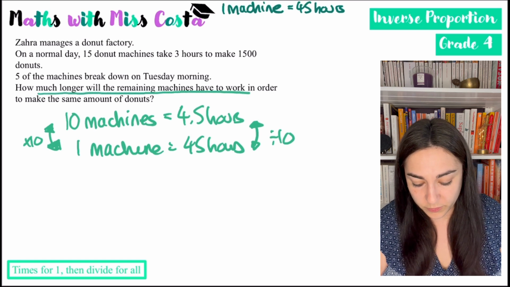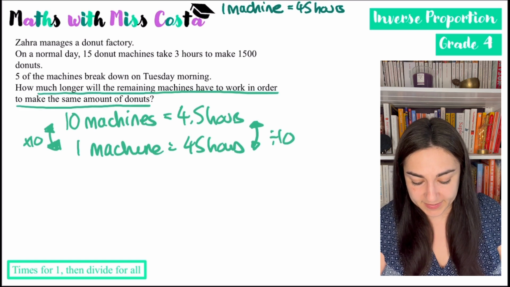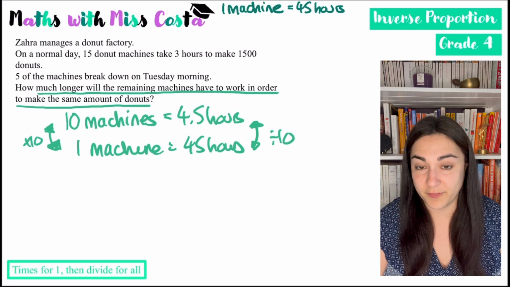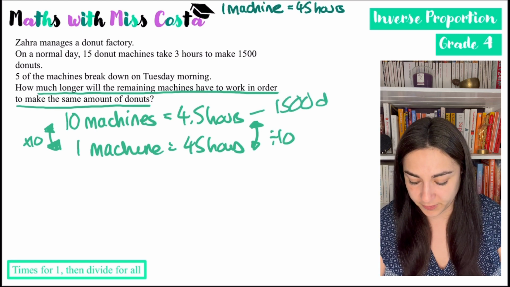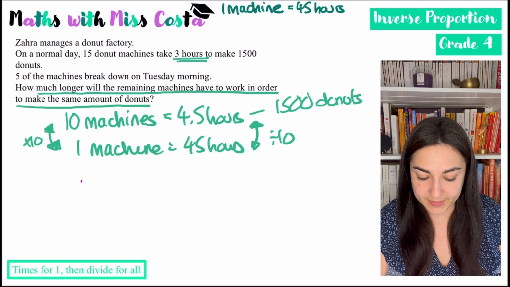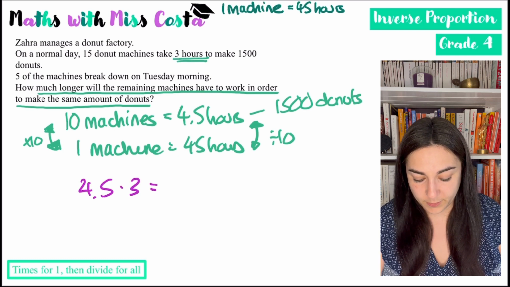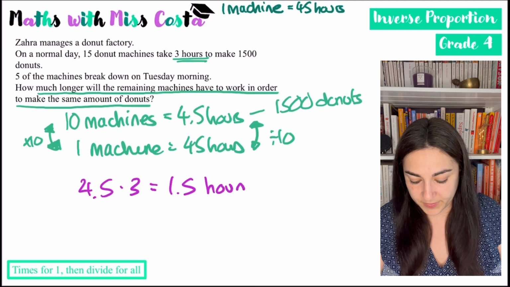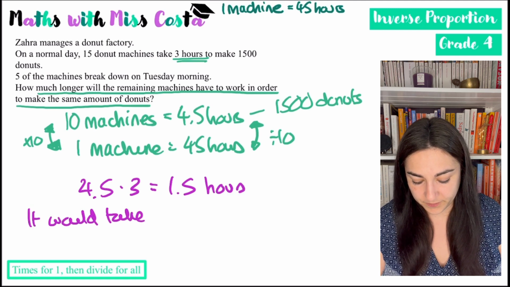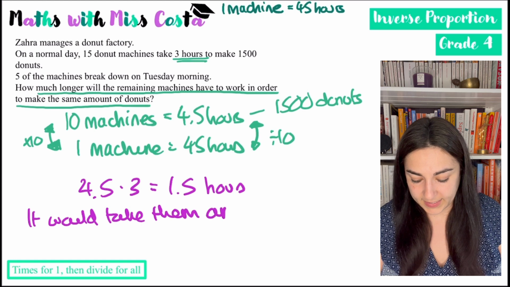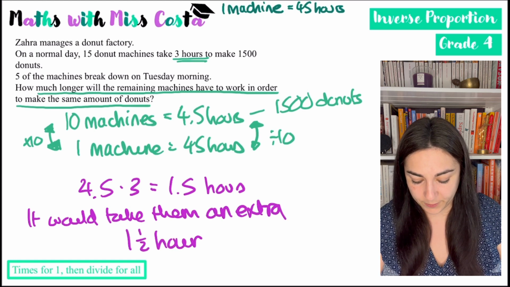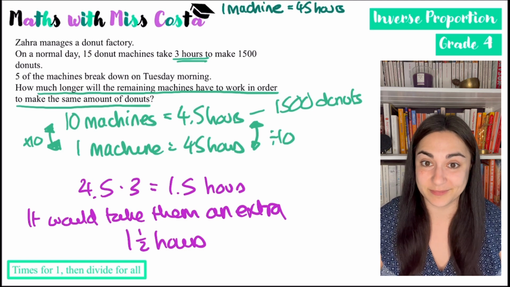How much longer will the remaining machines have to work in order to make the same amount of donuts? Well, I know in total it would take 10 machines 4.5 hours to make 1,500 donuts. So therefore, if it normally takes 3 hours, 4.5 take away 3 is 1.5. So it would take them an extra 1.5 hours to complete the same amount.